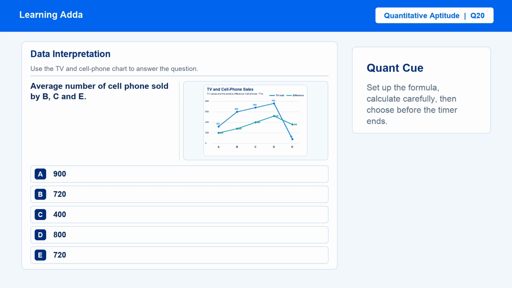Question 20. Average number of cell phones sold by B, C and E. Option A, 900. Option B, 720. Option C, 400. Option D, 800. Option E, 720. The timer starts now.